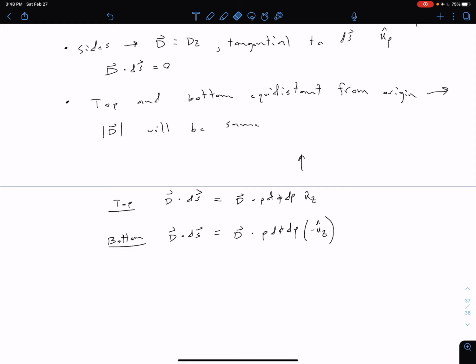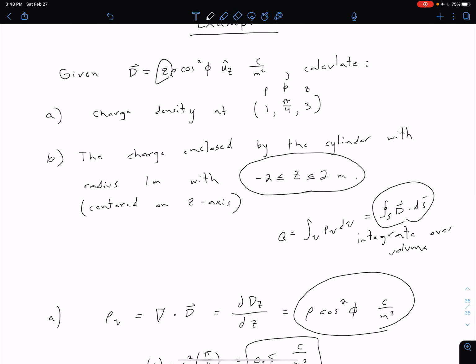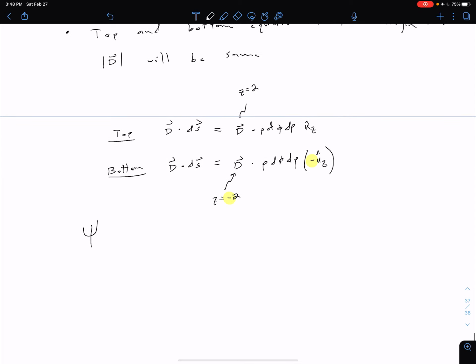Okay, so at first glance, you might say, oh, that's kind of nice, they're going to cancel out. But of course, we need to remember that at the top we're evaluating at z equals 2, and at the bottom we're evaluating at z equals negative 2. And so again, because we have this z term in our D equation, this negative sign is going to cancel out with this negative sign. And we're going to get the same electric flux at our bottom and top surfaces. So we can say the flux on the top is equal to the flux on the bottom.